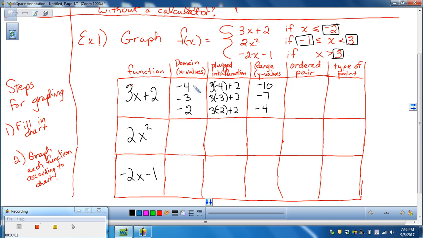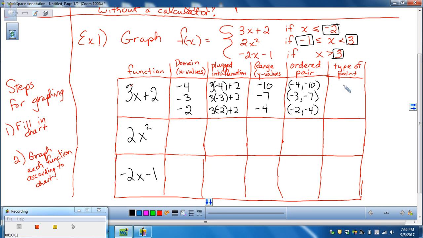Ordered pairs now are negative 4, negative 10; negative 3, negative 7; negative 2, negative 4. Now, we should all know that this is a linear function because there's no exponent, there's no square root, it's just 3x, so this is in linear function format, so I'm expecting a line.